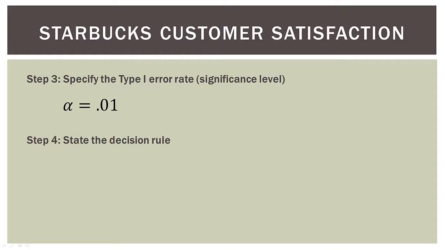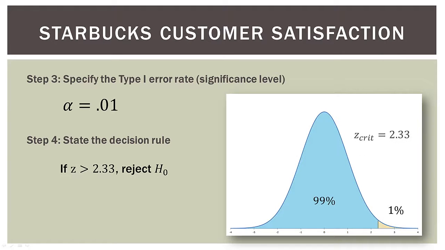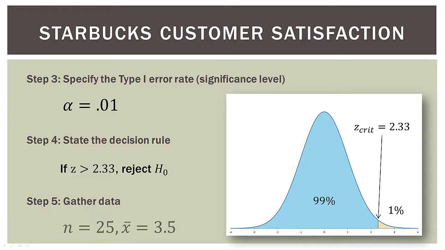Now for step 4, we state our decision rule. So based on our normal distribution at the alpha of 0.01, if our z value is above 2.33, we're going to reject our null hypothesis. So if we look at our sampling distribution over here on the right, we can tell from our z table with an alpha of 0.01, the area above the curve to the right, that's 1%, has a boundary or a critical value at a z of 2.33. Then we'll gather our data. So we had a sample size of 25 and a sample mean of 3.5.